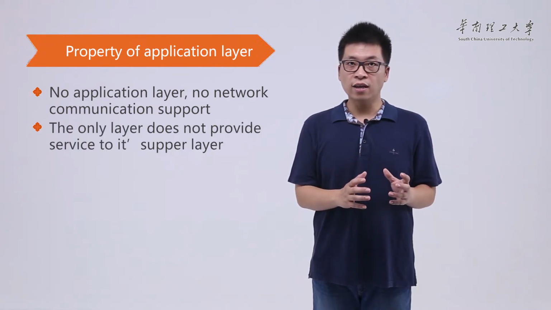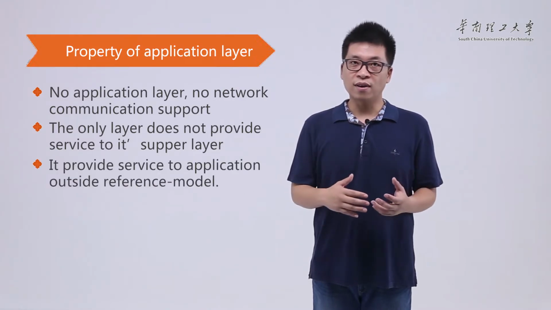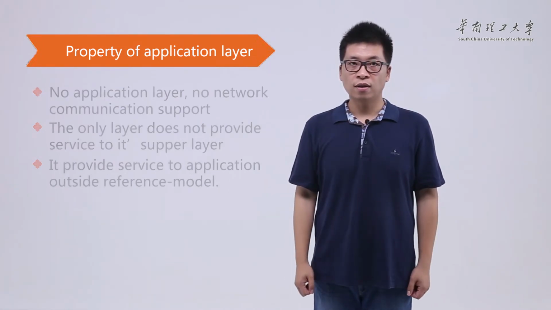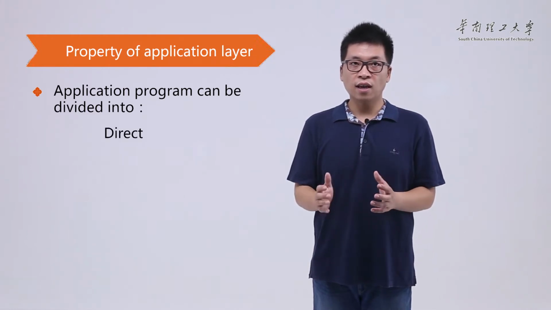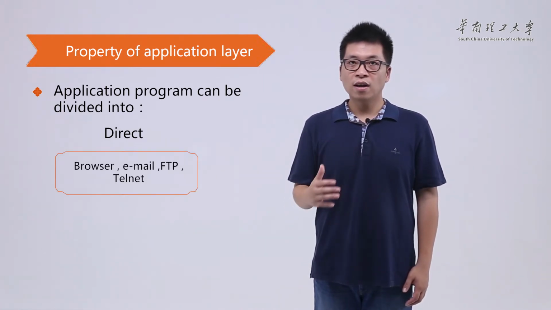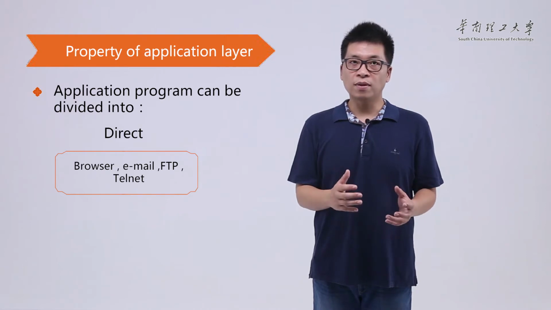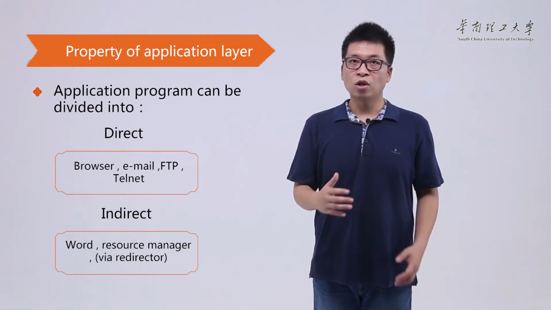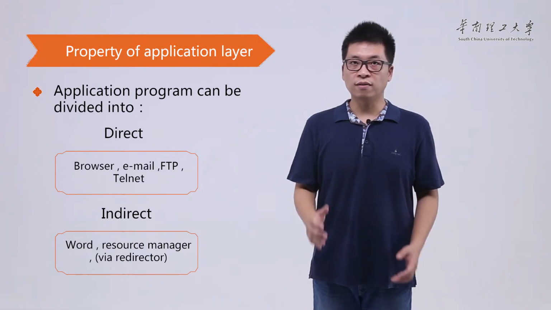It is the only layer that does not provide service to its upper layer, as it provides service to applications which are outside of the reference model. Application programs can be divided into direct and indirect. Direct, such as browser, email, FTP, telnet. These applications directly use application layer services. Indirect, such as Word, Resource Manager. These applications indirectly use application services.